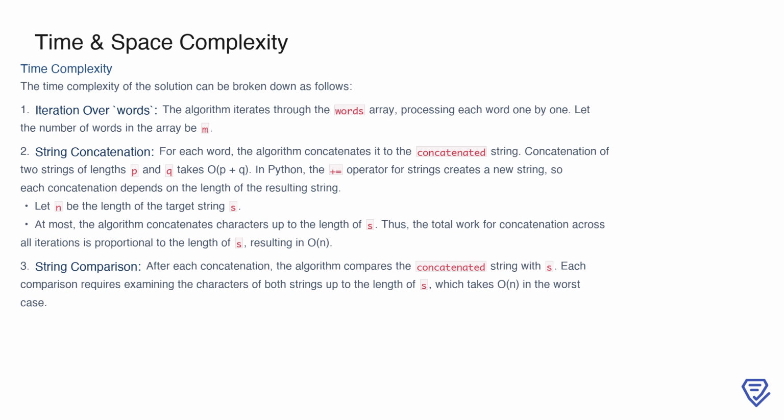Over the course of the algorithm, the total number of characters concatenated is at most equal to the length of the target string s, denoted as n. This means the cumulative cost of all concatenations is proportional to n, resulting in O(n). Lastly, after each concatenation, the algorithm compares the concatenated string with s. Comparing two strings involves examining their characters up to the length of the shorter string, which in this case is s. In the worst case, each comparison takes O(n).